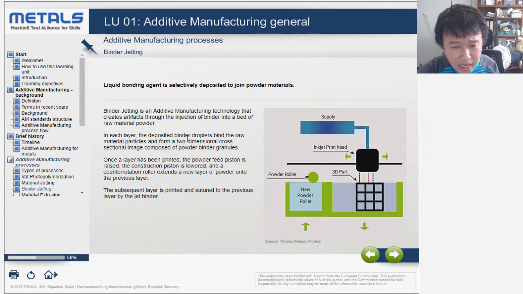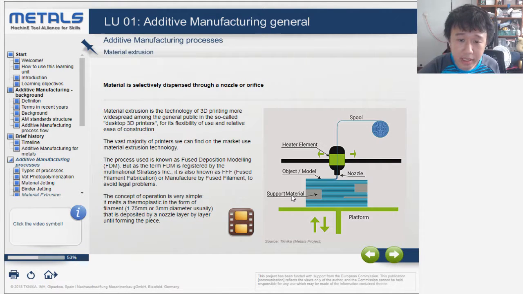So yeah, pretty cool. I think X1 does the metal-based binder jetting. For the polymer base, I would think the HP method, I think it's a multi-jet fusion method, works in a very similar manner to this binder jetting principle. Basically, you are jetting sort of colors and glue onto the powder, and it sort of binds the powders together and you form your solid parts. So liquid bonding agent is selectively deposited to join powder materials.